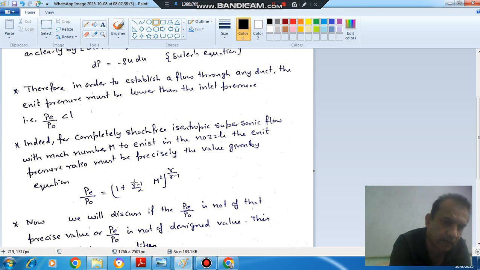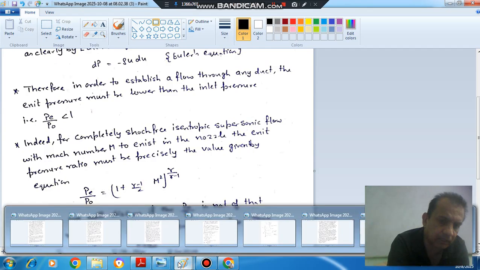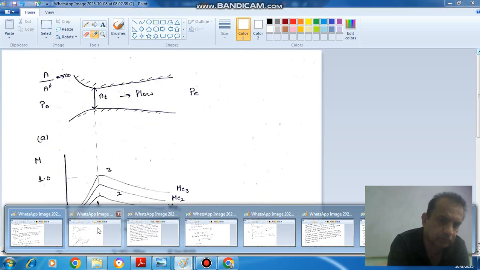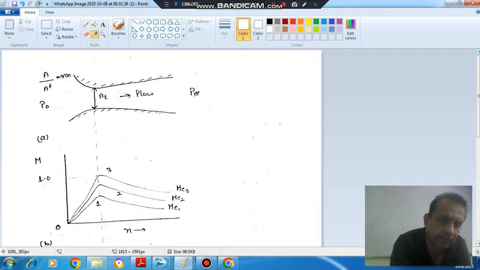So that is the isentropic process. If we want to achieve Mach number M, then this PE has to be maintained, or this pressure ratio has to be maintained across the nozzle. But if the pressure ratio is different, then what will happen, that we have also discussed. So considering the nozzle, this is your nozzle, and here PE is the exit pressure, P naught is your stagnation pressure. When these are equal, there was no flow.